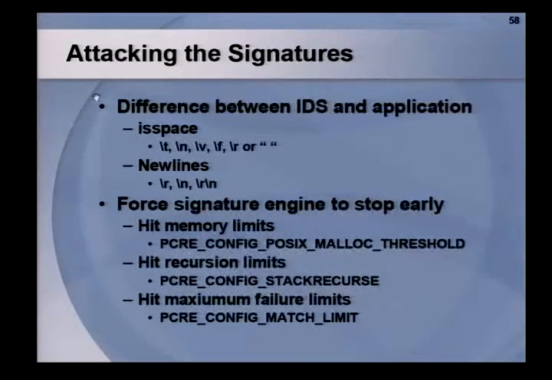All right, and then again, one of the things you can do is attack the signatures directly. So again, how does the IDS handle something differently than the end host? Very recently, Snort had an evasion announced in it, an evasion in how it handled spaces separating a URI, so between the GET and then the actual URL.